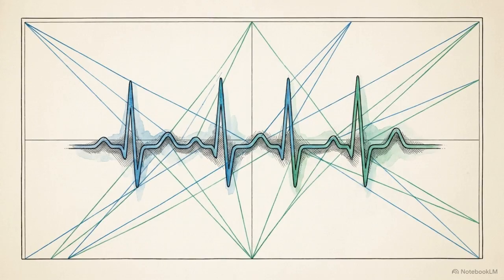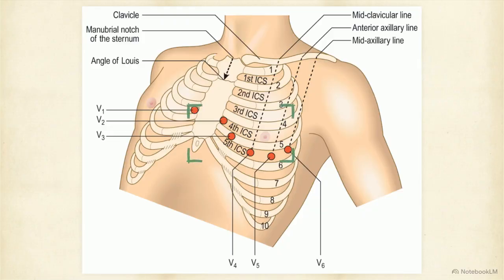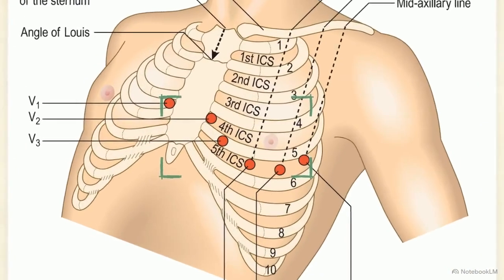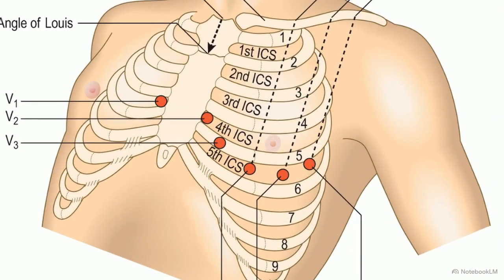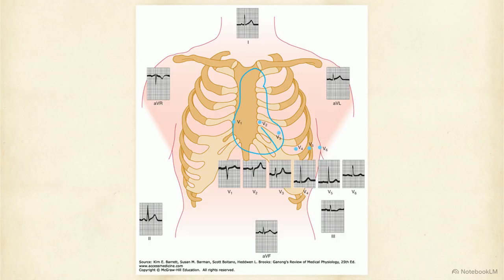The morphology of these waveforms is never arbitrary. It is a strict geometric calculation of an electrical vector relative to the observer's physical location. This image displays the anatomical placement of the 6 unipolar precordial leads, marked by the red dots, around the ribcage. These form our horizontal, transverse plane of observation.